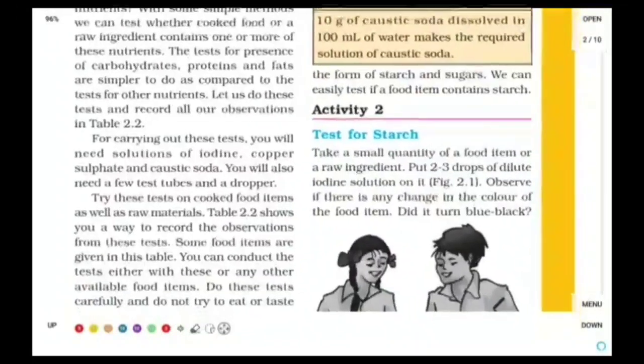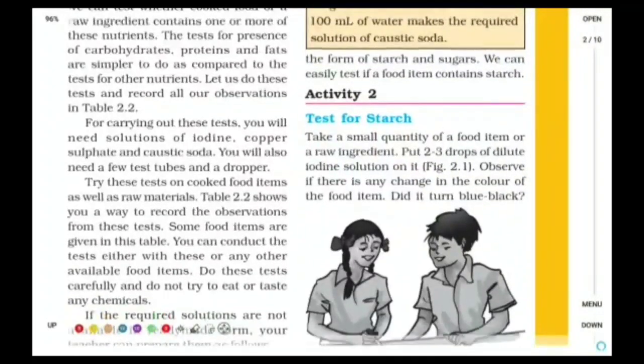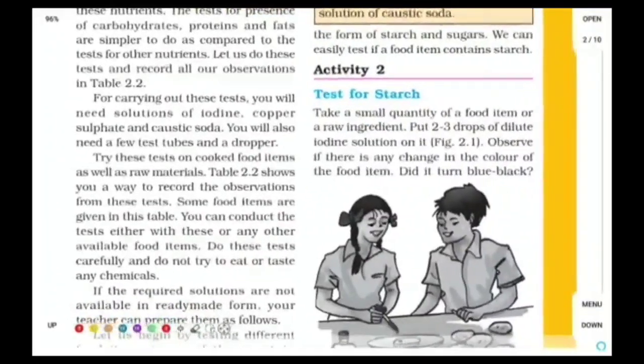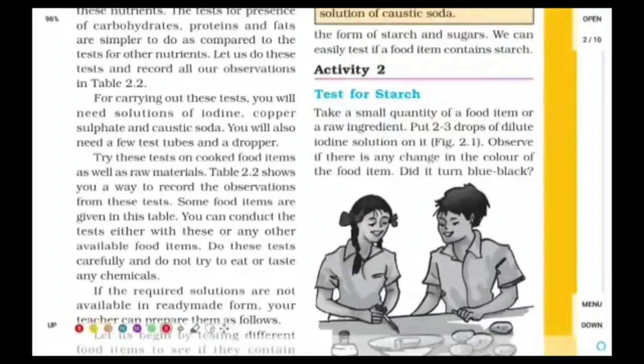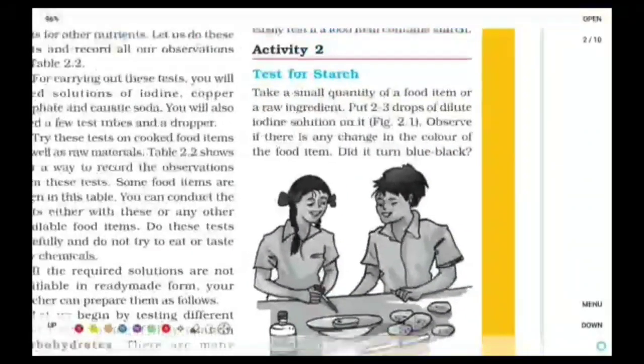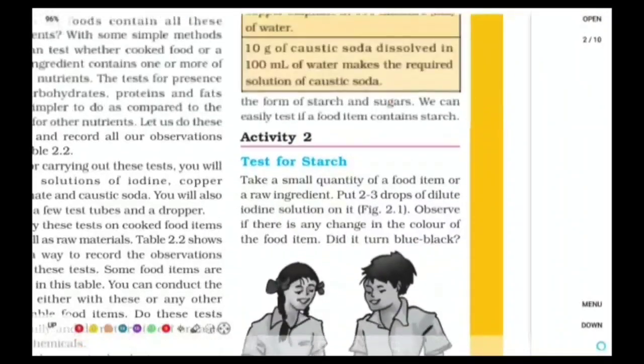Okay, talking about carbohydrates. What are carbohydrates? Where can we find them? How will you know if a food contains carbohydrate or not? Carbohydrates are a type of food particle which gives us energy. Carbohydrates are energy giving foods, right?